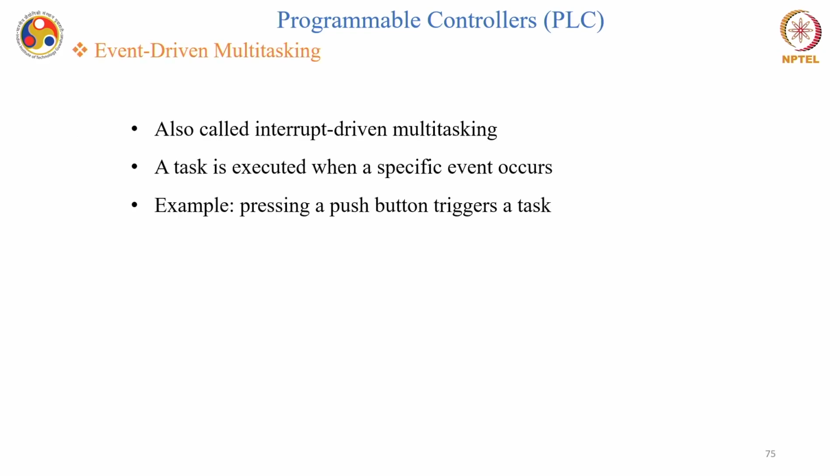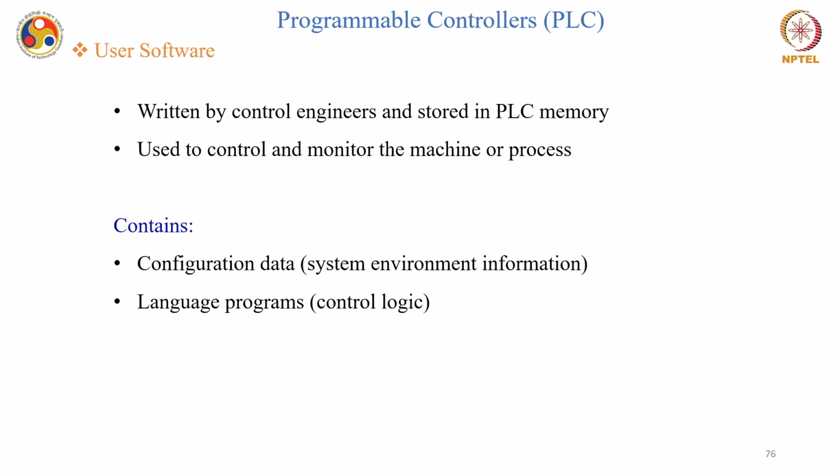Then we have event driven multitasking, which is an even more powerful kind of multitasking. This is also known as interrupt driven multitasking. A task is executed when a specific event occurs. For example, pressing a push button triggers a particular task. So, it will not depend on the time, but on what the user wants. It is a kind of task dependent event.